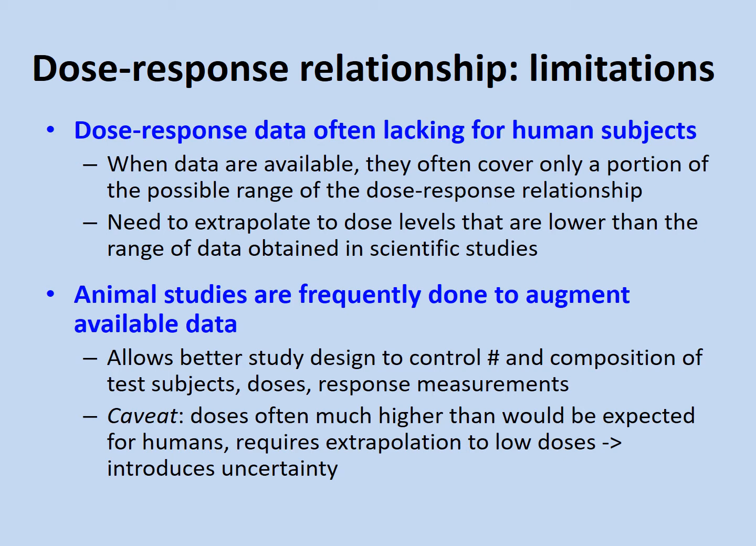So as we're talking about this, the limitation is that when we're talking about dose response data from humans, these data are often lacking. So we often move to animal studies as a way to increase the amount of available data. There are some issues related to dose impacts, and we're going to talk a lot about that, and it increases uncertainty. So there are uncertainty factors that are built into some of these considerations.